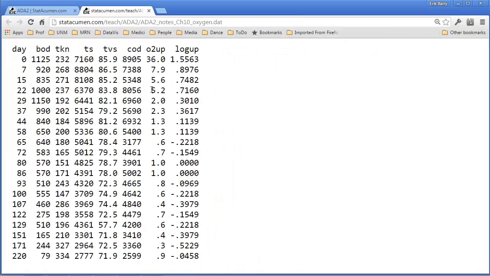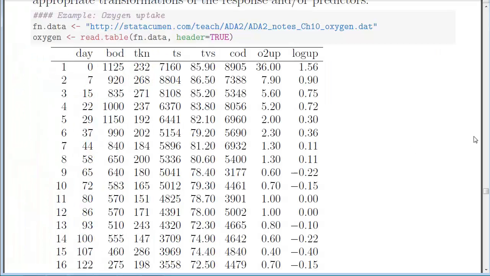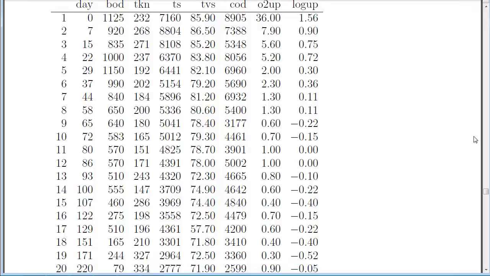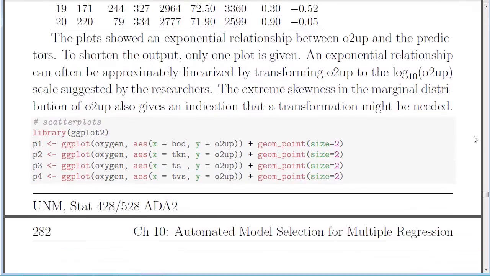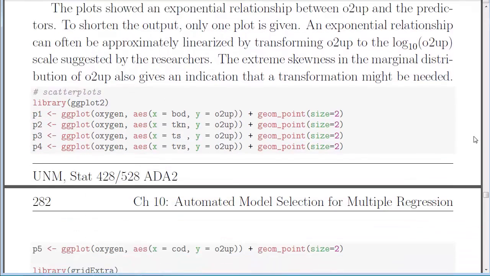Okay, so we've got about 20 observations or so, and we can see the day, it's basically measured roughly once a week. And if we look at the oxygen uptake, we can see it's high at the beginning and it basically trickles down to 0. And some of the other variables start high and go low, while others basically stay roughly constant. I've included the data here as well. So the plots, let's take a look at the plots.